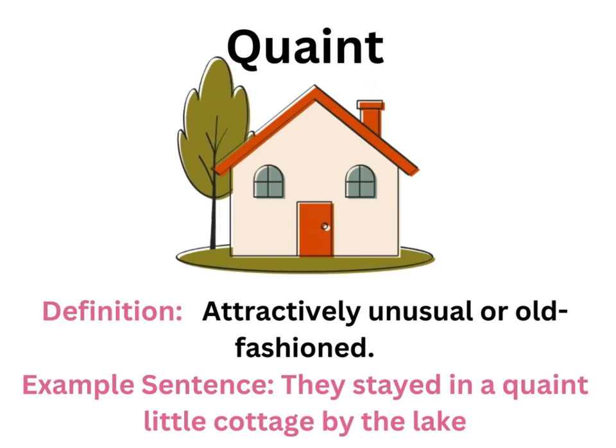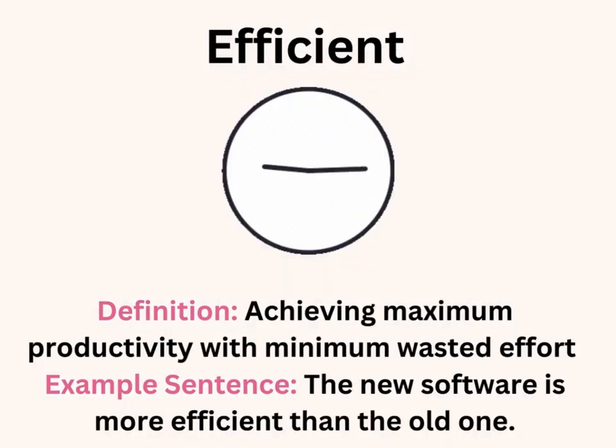Quaint. Definition: attractively unusual or old-fashioned. Example sentence: they stayed in a quaint little cottage by the lake. Efficient. Definition: achieving maximum productivity with minimum wasted effort or expense. Example sentence: the new software is more efficient than the old one.